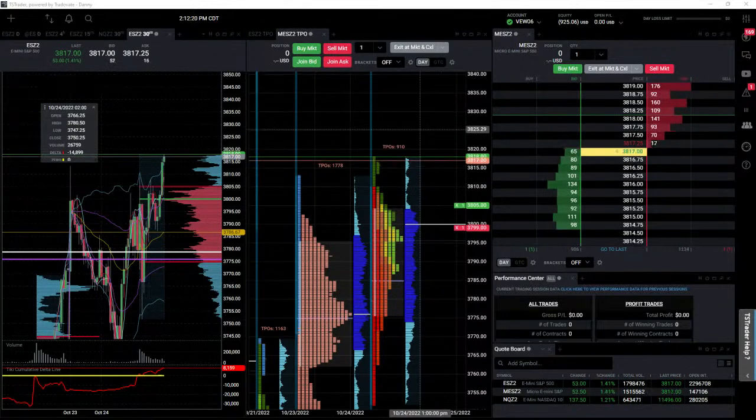All right. Hey, there it is. Launch. Take it or don't take it. We look for the short at 38.20 with a tight stop.